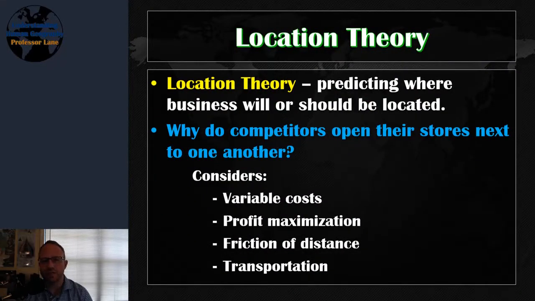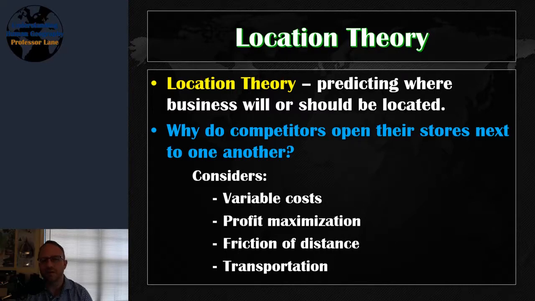Location theory is a subfield of economic geography that attempts to predict or explain reasons behind the location of certain firms. Early theorists designed their models to help answer the question, why do competitors open their stores next to one another? While the models that we'll discuss don't really answer this question completely, they do provide valuable insight into how firms choose the right location.